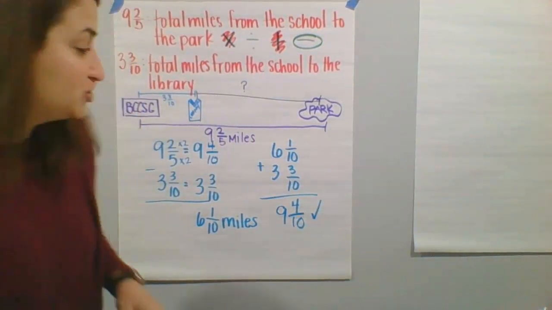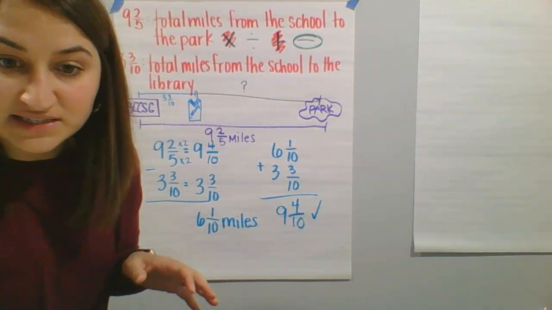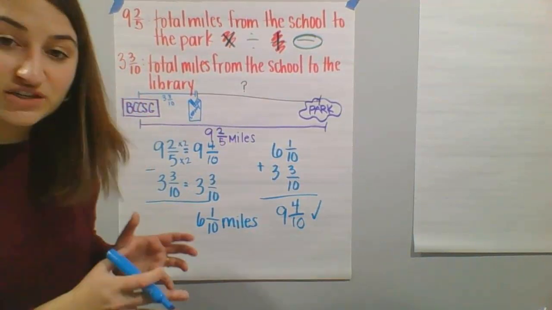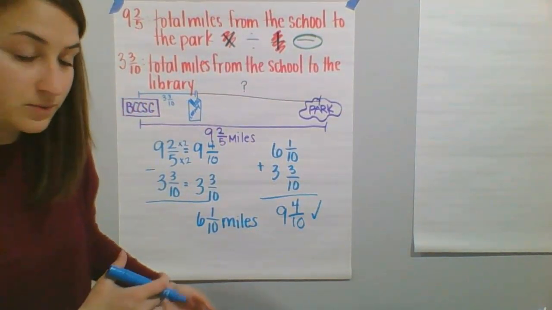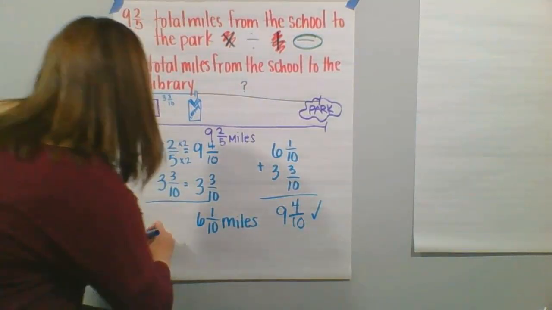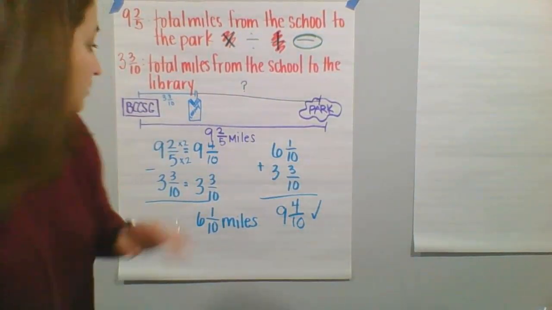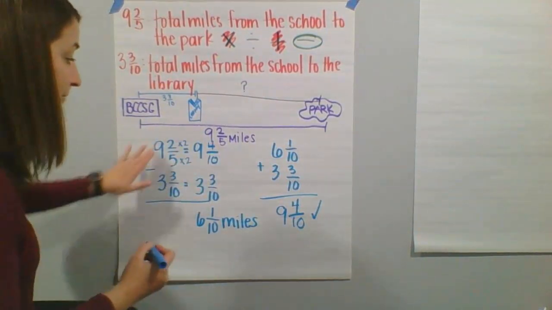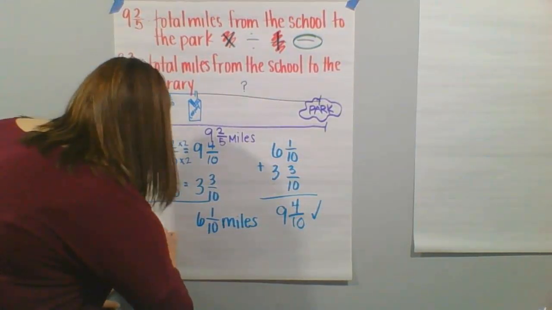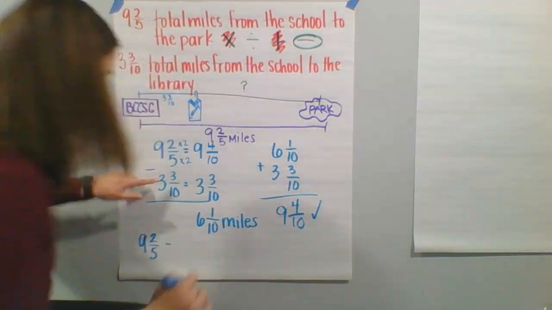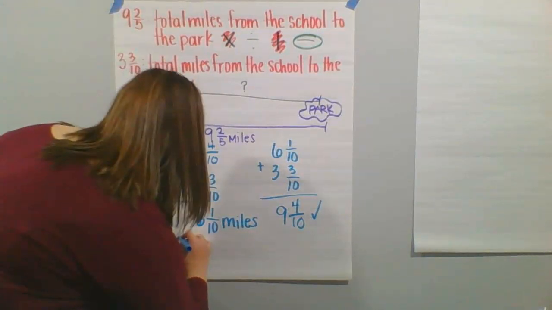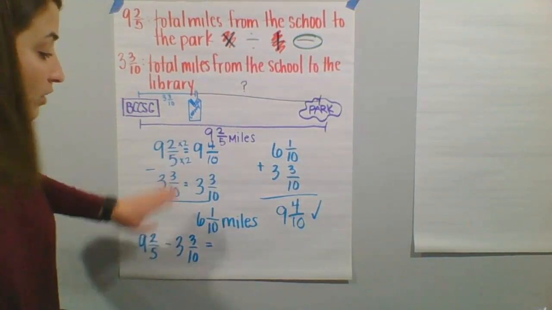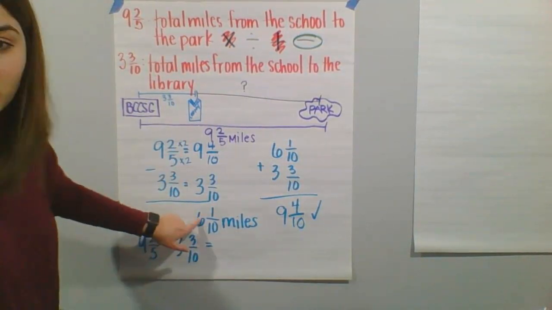So the last thing that we want to do is create a number sentence that matches our word problem. Okay, so from start to finish, using the operation that we did and including the answer as well. So we're going to take 9 and 2/5, or you don't necessarily have to use 9 and 2/5. You could also use 9 and 4/10. It doesn't matter. Either way works. I'm going to use 9 and 2/5. So 9 and 2/5 minus 3 and 3/10. And we add our equal sign and replace our variable with the actual answer of 6 and 1/10.